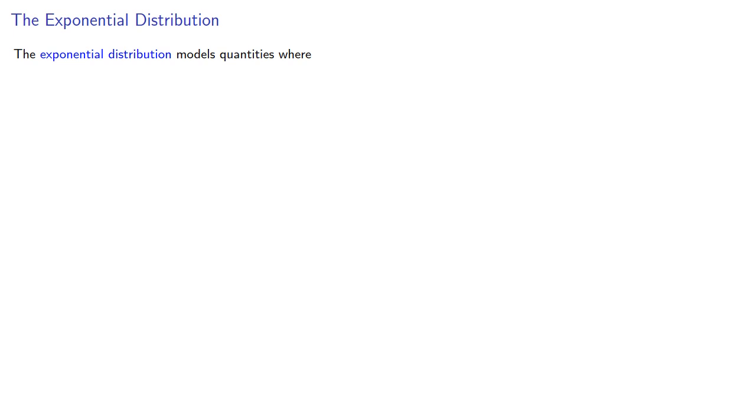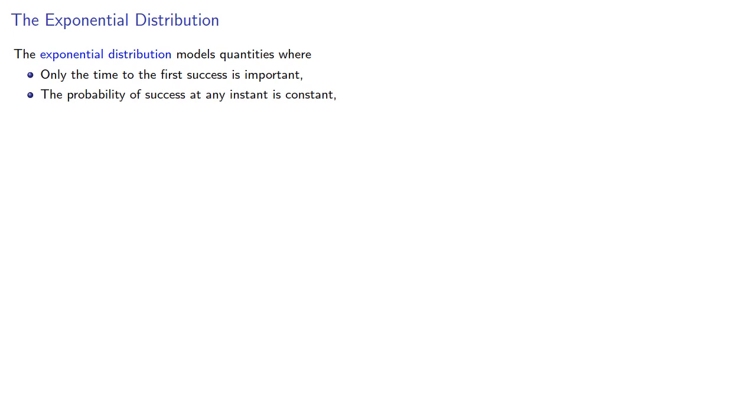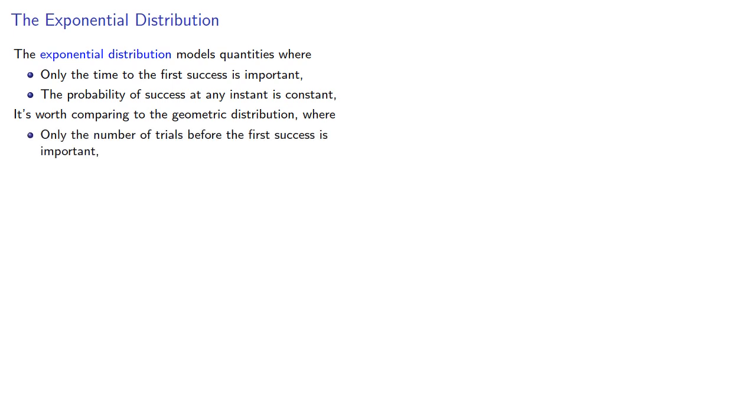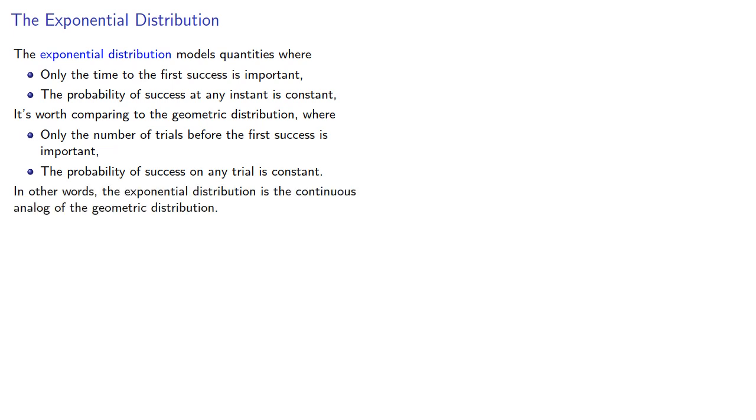The exponential distribution models quantities where only the time to the first success is important. The probability of success at any instant is constant. It's worth comparing to the geometric distribution, where only the number of trials before the first success is important, and the probability of success on any trial is constant. In other words, the exponential distribution is the continuous analog of the geometric distribution.